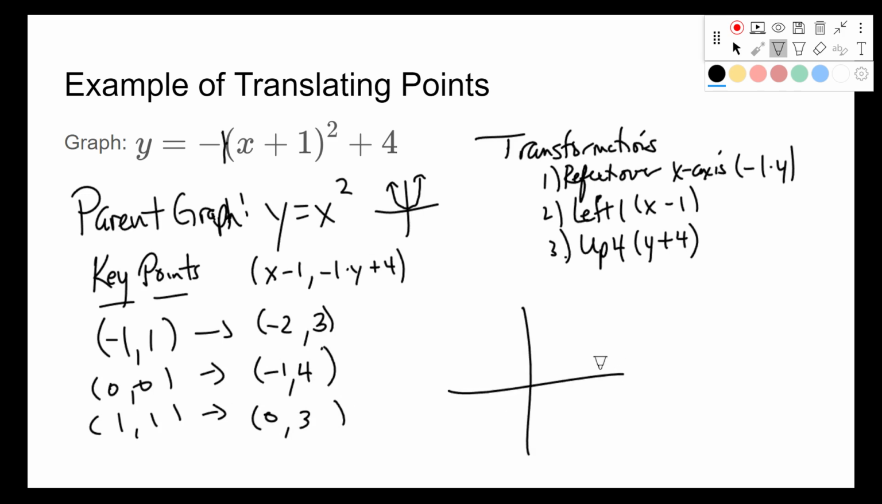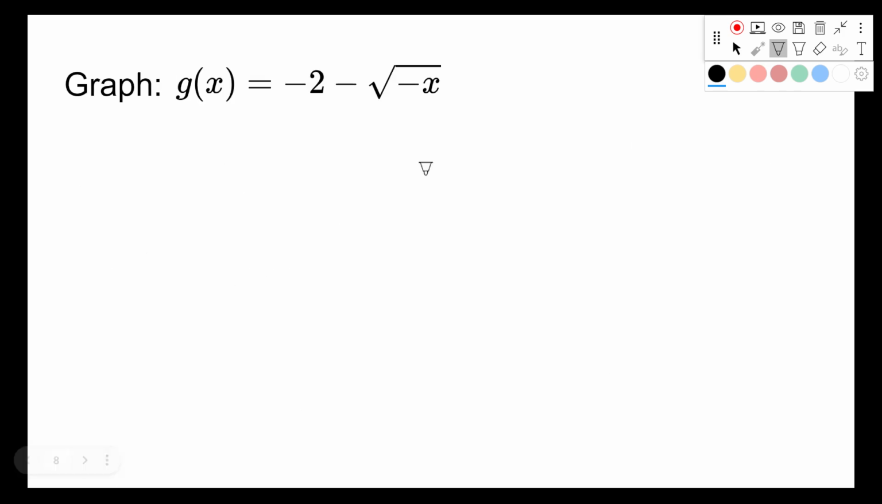So I'm going to take these 3 points, I'm going to graph them. Up 3, make a point. Left 1 up 4, make a point. 0, 3. And I get a parabola. I know that because the parent graph opens down. And that's the correct answer. Okay? You're done. That's it. All right? It takes a little bit of work, but it can be done. I promise you. All right, let's try another one.